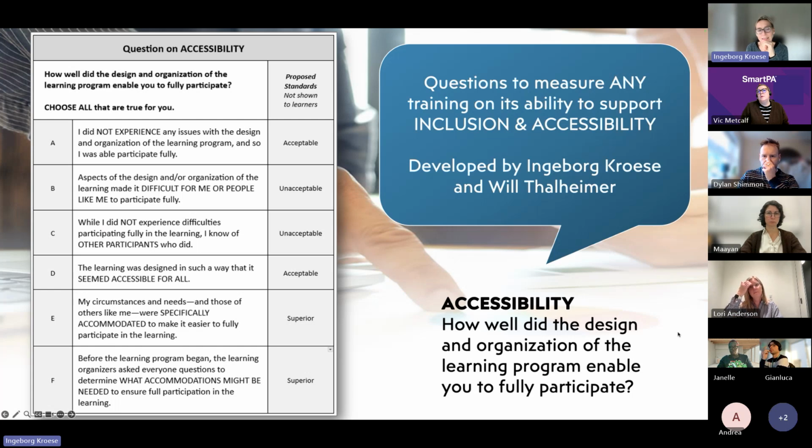Will's approach to questions is that he says the Likert scale of 1 to 5 is not giving us any information. It's not helpful. We don't know if 3.5 is good and 3.7 is really good, or people just respond 4 and it doesn't really help us. So the design he has is that there are distinctive answer options that learners select from, and you can select more than one. This is the example on accessibility: how well did the design and organization of the learning program enable you to fully participate? And then there are different answer options that the learners can choose from.